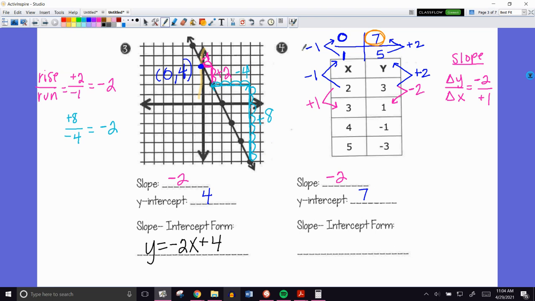So I'm going to make my equation, and I have y equals, slope was -2, and then my x, and my y-intercept is here at 0, 7, so I'm going to put +7. Okay. So now let's move on.